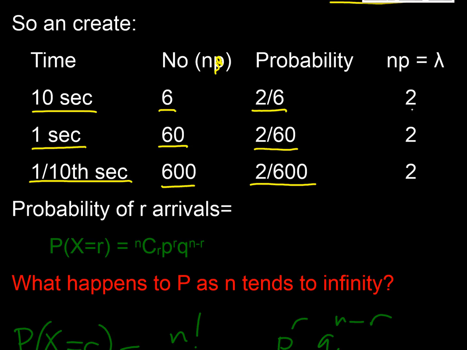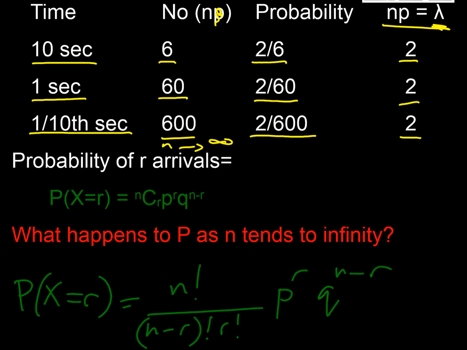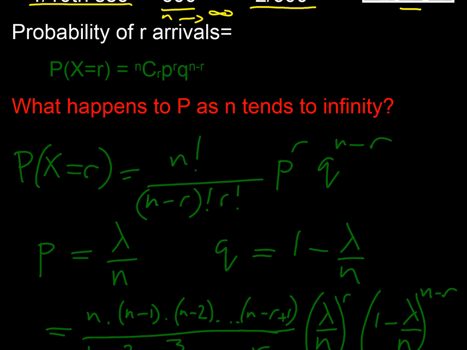What's important about each of these is if we take our np values for each of these, it remains constant at our value lambda. And that's what we're going to use as we make our time periods, our slots, smaller, and therefore our n getting larger and larger, and n's going to start tending to infinity. Okay, so what's the probability of our successes or our arrivals?